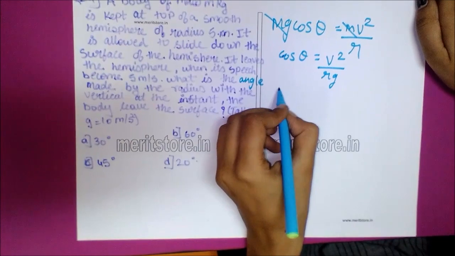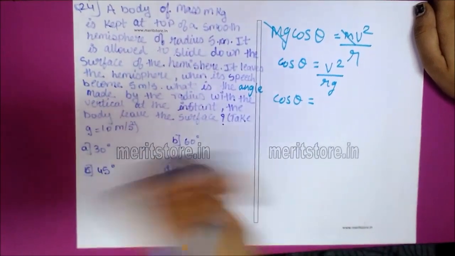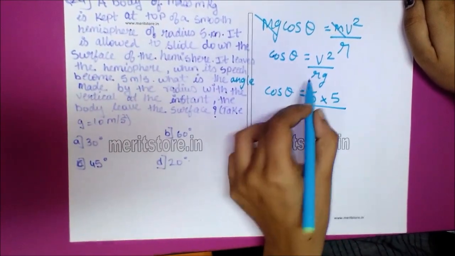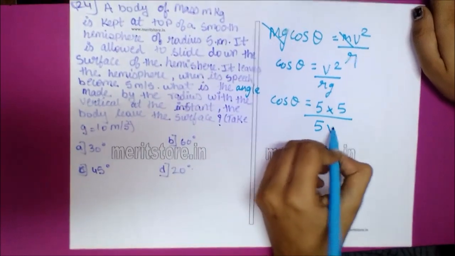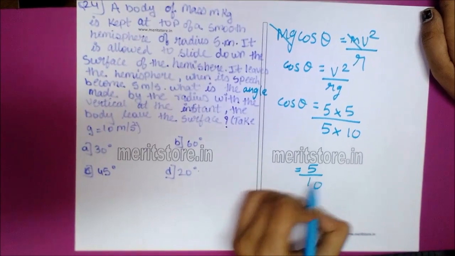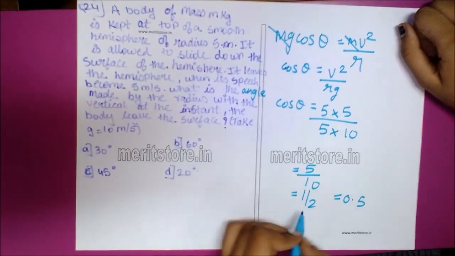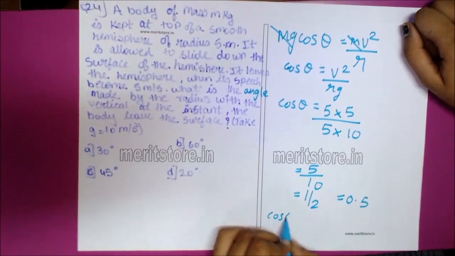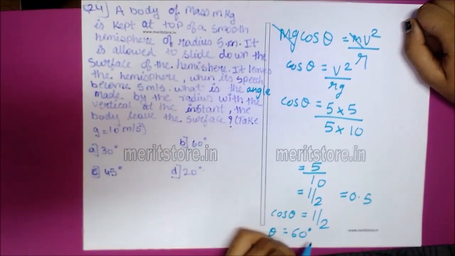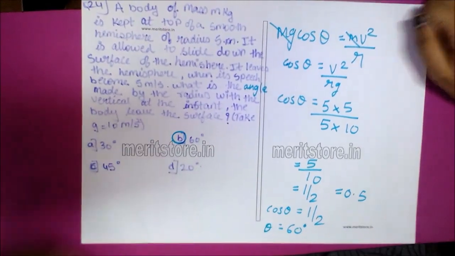Okay. So now cos theta will be v square. V is given to us as 5, so it will be 5 into 5, upon r. R is also given to us as 5. And g we will take 10 because we have been told to take 10. So this will be 25 by 50, which is 1 by 2, which is 0.5. Cos theta is 1 by 2, so theta will be 60 degrees. So I have got the answer of theta as 60 degrees. Option B is the correct option.